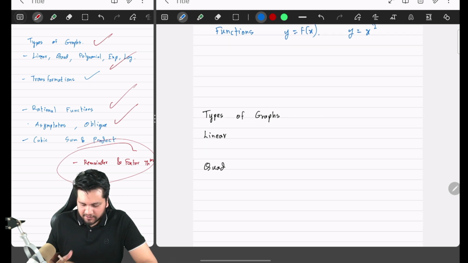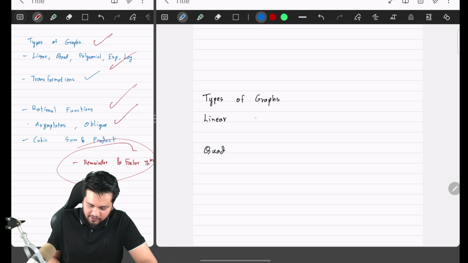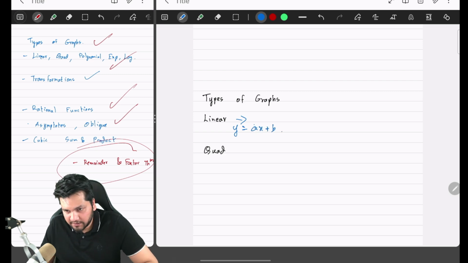So first we'll start with the basic graphs. The first one is your linear graph. Now what exactly is this linear graph? You already know it's basically a straight line. That is nothing but y is equal to mx plus c, which we write, but I am going to write it as ax plus b, where a and b are nothing but constants.